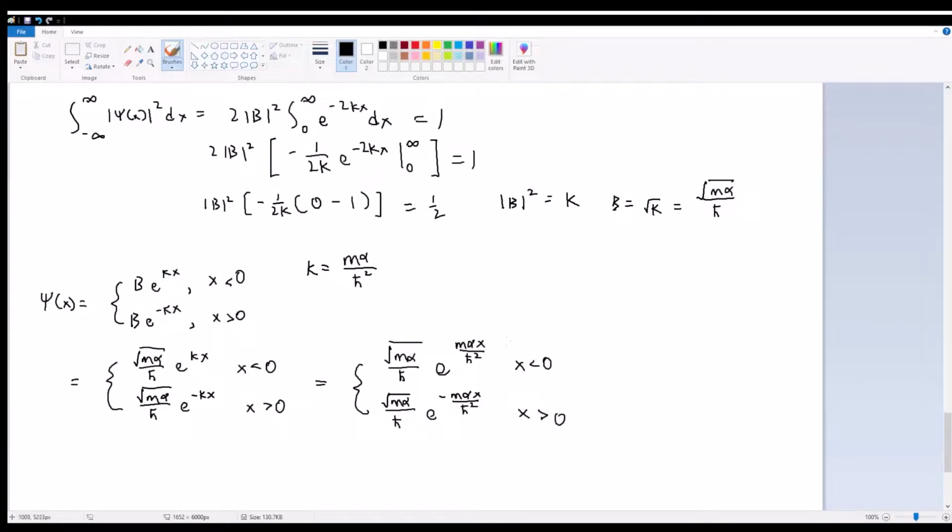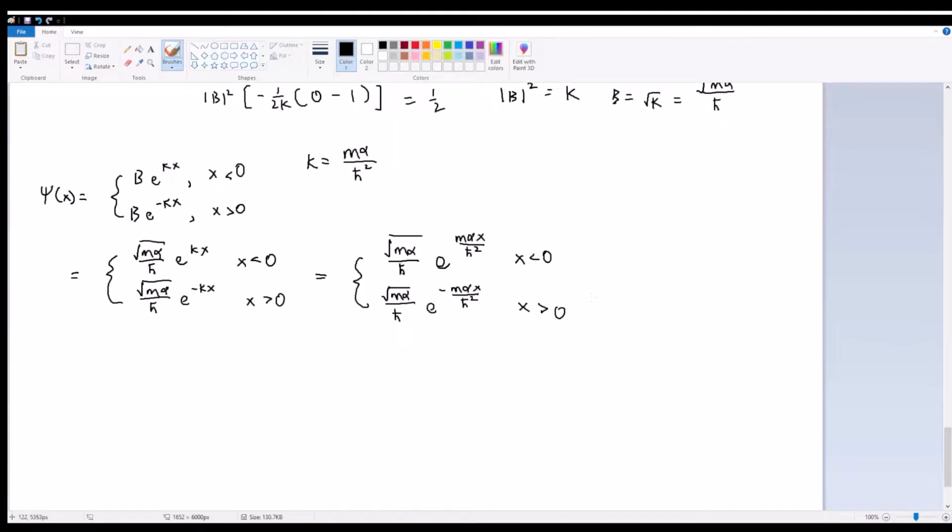And what we can do is just use an absolute value to express this. There's nothing stopping us from writing psi of x as equal to the square root of m alpha over h bar times e to the negative m alpha magnitude x all over h bar squared, and defining the energy as negative m alpha squared over 2 h bar squared.